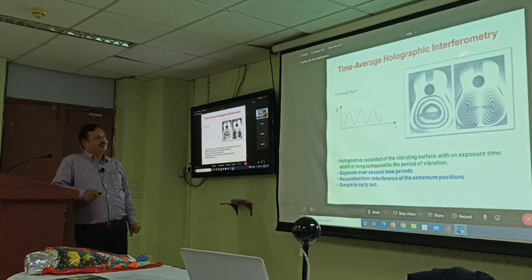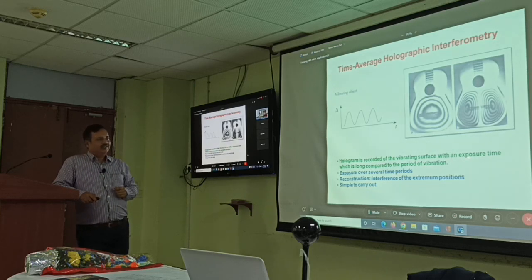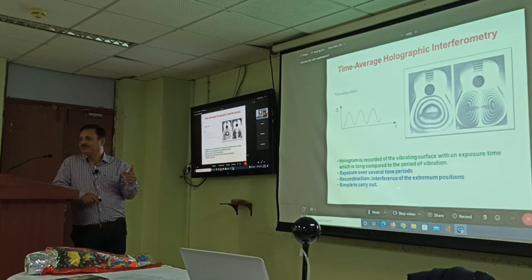Time average holographic interferometry: this is the vibrating object here. What we do here is that the hologram is recorded of the vibrating surface with an exposure time which is long compared to the period of vibration. If something is vibrating, like you can see this guitar is vibrating, what has to be done? Exposure time has to be longer than the period of vibration.